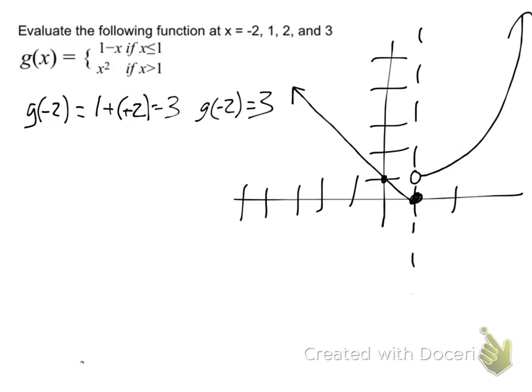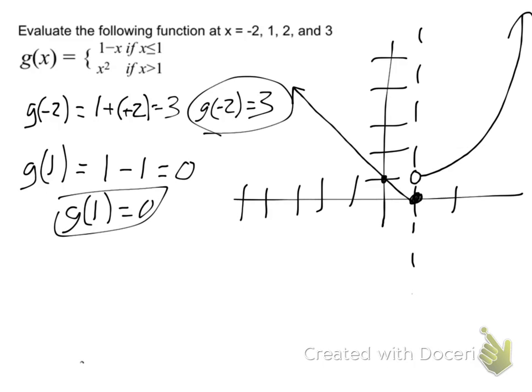So in that case, g of 1 is equal to 1 minus 1, which equals 0. In our graph, you can obviously see that. So g of 1 equals 0. Okay? I'm skipping the other 2 because it's the same thing. You just have to use the bottom equation because 2 is bigger than 1, 3 is bigger than 1. You're good to go.